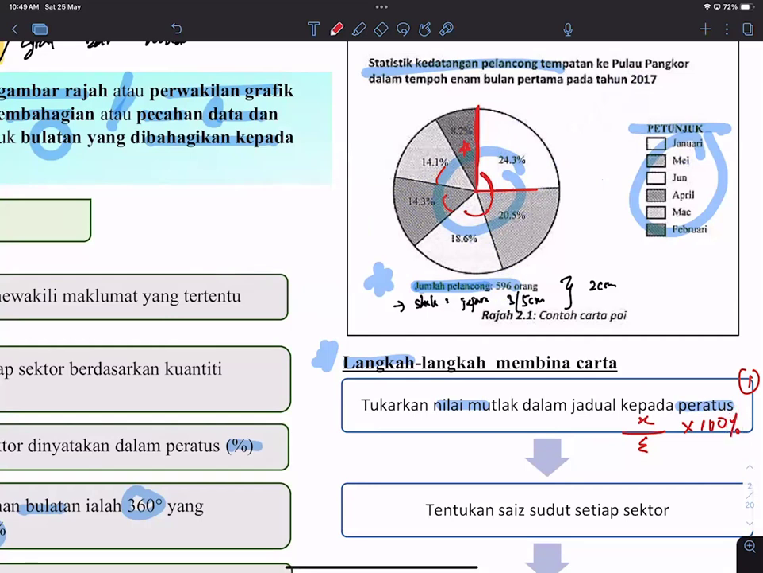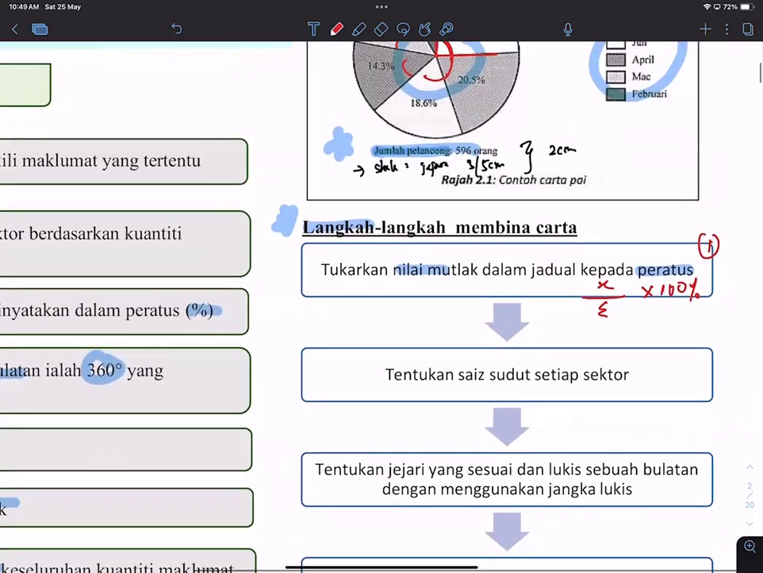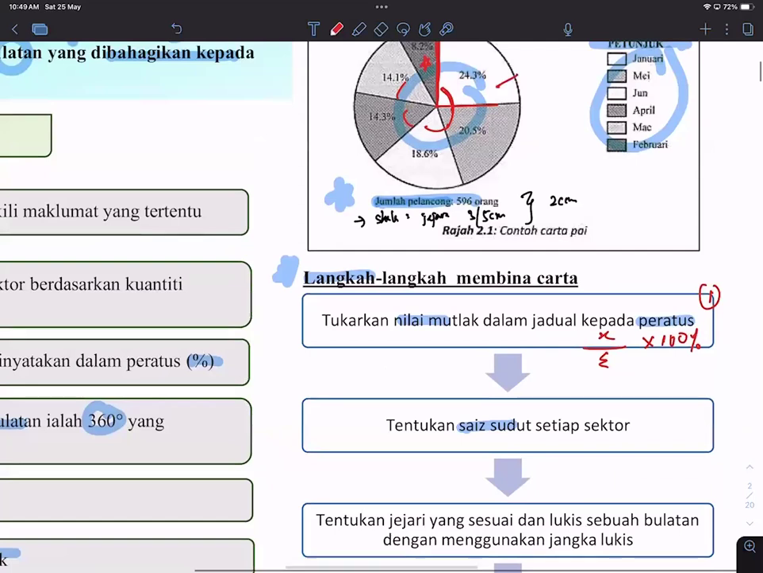Okay, after the peratusan, guys, highlight the second step, size sudut, which means we have to use the peratusan. Let's say the peratusan is 24.3. So 24.3 peratusan is the same as 24.3 divided by 100. That's the first step. Then the nilai peratusan, multiply by 360. This is your second step.